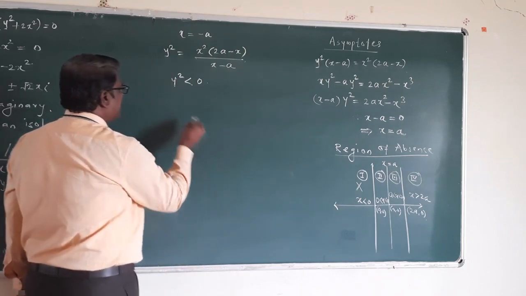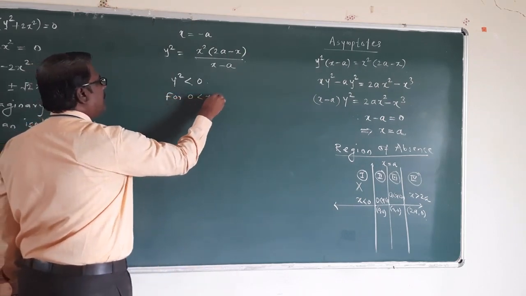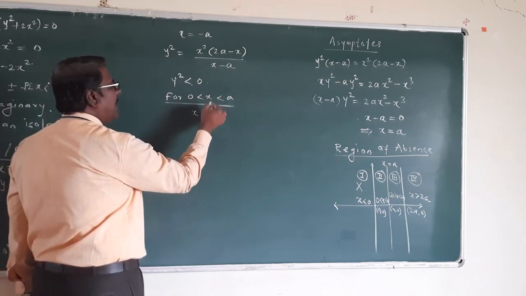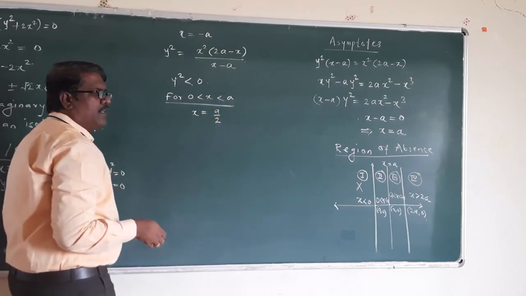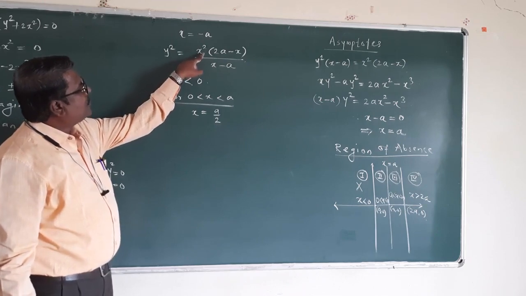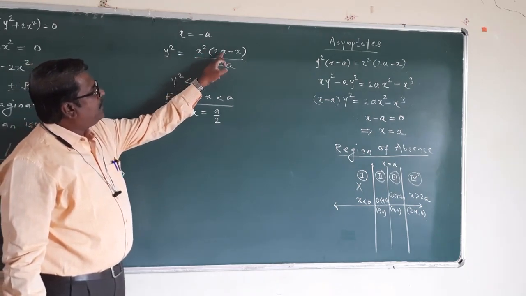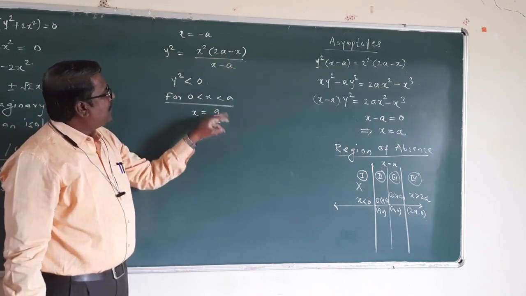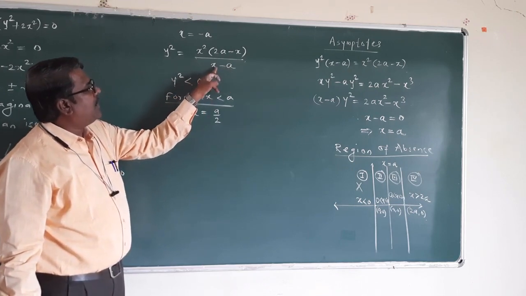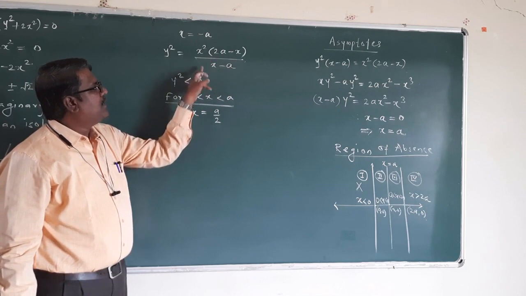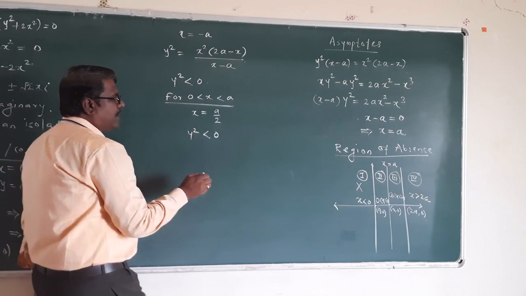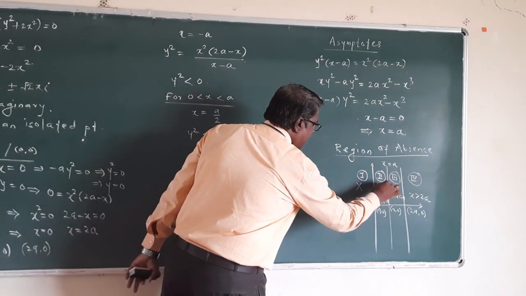The next partition is for 0 less than x less than a. We will choose the value of x as half a, that is a by 2. When x is a by 2, if I substitute in this equation, this is positive. 2a minus half a, this is positive. But here a by 2 minus a, that is half a minus a, so this is minus half a, this is negative, and therefore y square is negative. Therefore in the second partition again the curve is absent.